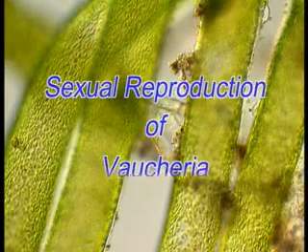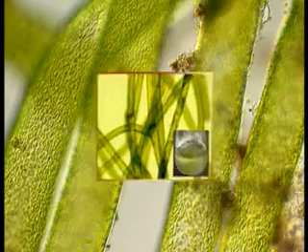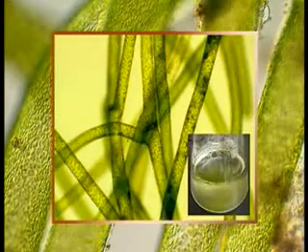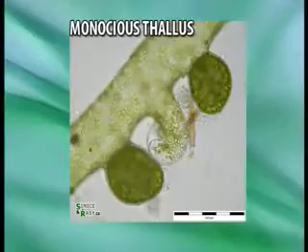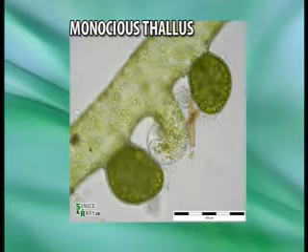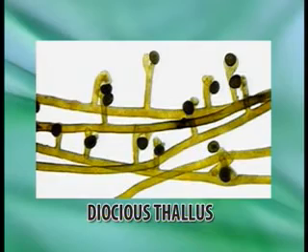Now, we have sexual reproduction of Vaucheria. All species of Vaucheria reproduce sexually. It is oogamous. Most of the species are monoecious, that is homothallic. They are exclusively freshwater or terrestrial forms. Species such as Vaucheria dichotoma, which is marine, are dioecious, that is heterothallic.